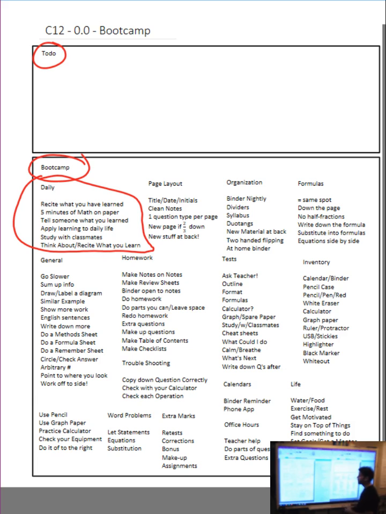Study with classmates. Go to the library. Get new friends. Find a classmate in class and say, "Hi, I'm whoever." Suggest, "Let's meet at the library after school or something, or at lunch hour." Study with them. Explain to them what you know, and have them explain to you what they know.